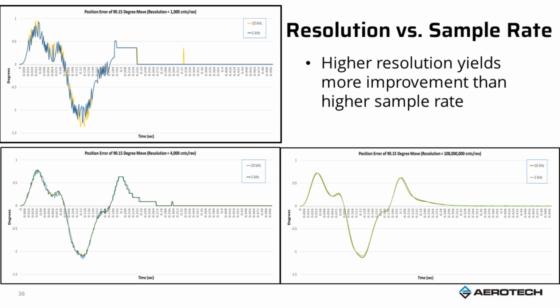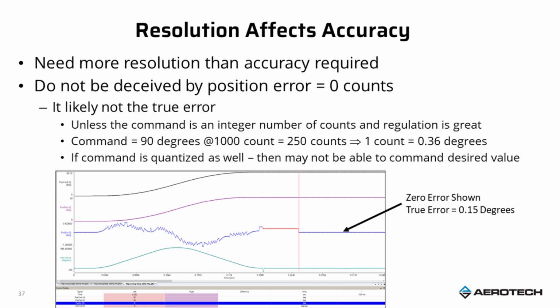My conclusions from this: higher resolution yields more improvement than the sample rate. As I increase my resolution, I get more effect on the system response than if I increase my sample rate. At some sample rate, the response is degraded enough that I find it unacceptable. Resolution also will affect your accuracy. You need to make sure that you have enough resolution for the accuracy you're trying to look at.